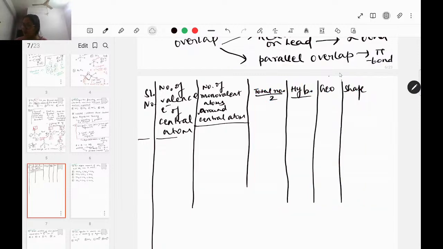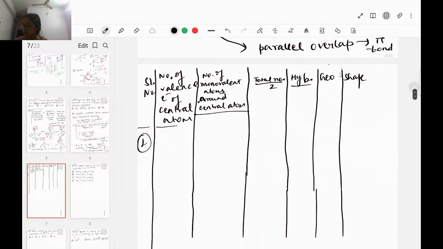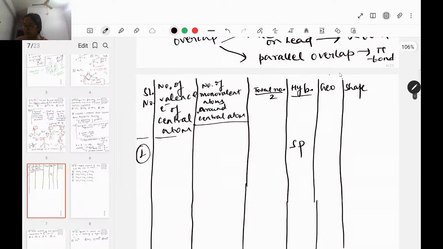Okay. So let us see how this happens. For serial number 1, number of valence electrons of central atom. So if we are talking about hybridization, which is sp, what are the examples of sp? Let us take the example of... Instead of serial number, I should write type of atom. I'm writing the examples over here only. Okay. So this is C2H2, which is alkyne.